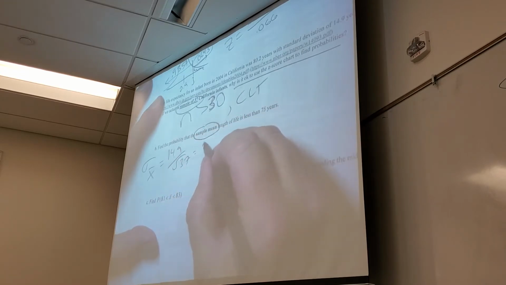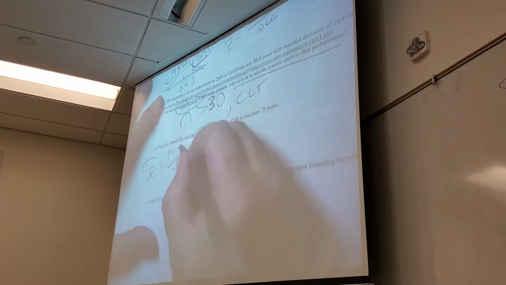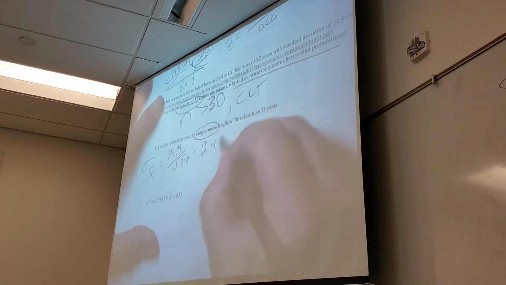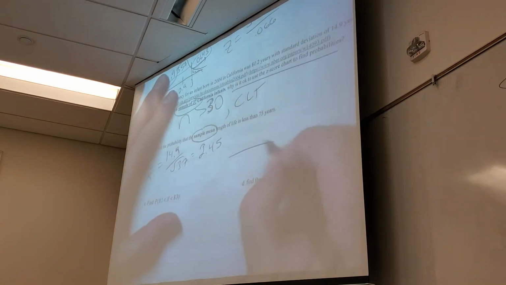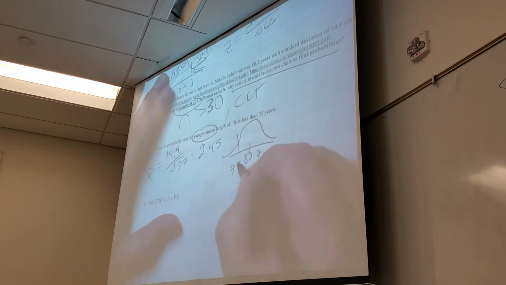What do you guys get? 2.45. Yeah. Is that right? 2.45. That is the spread for this problem now. Everything now becomes the same as always. I draw a picture, I put 80.2, there's 75, and I want less than 75.